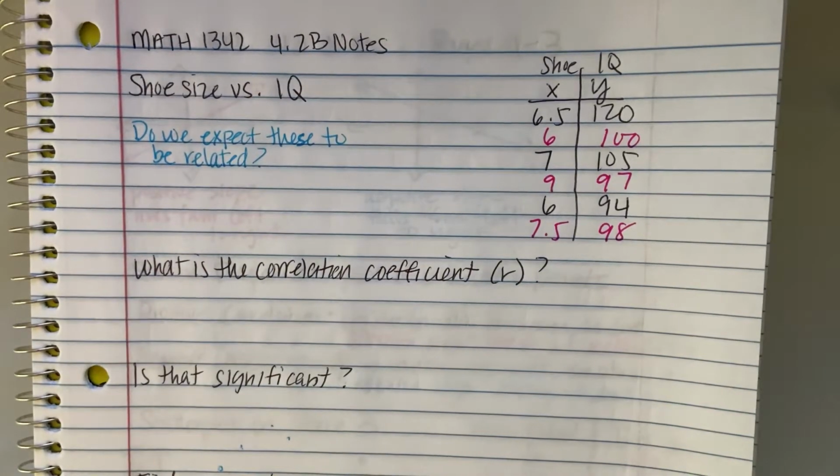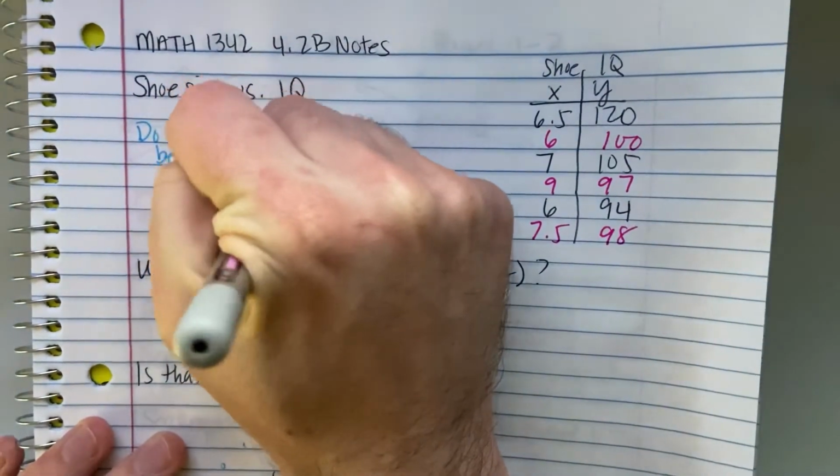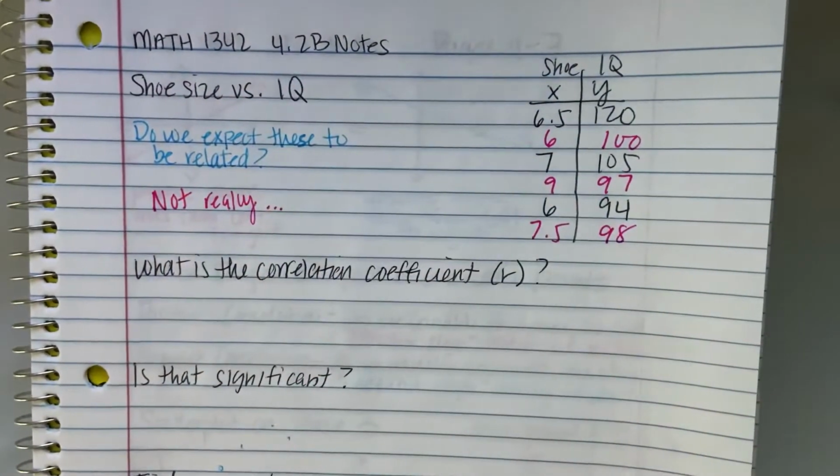All right, stats, one last foray into this. 4.2b is just a scenario. It's shoe size versus IQ and the relationship between them. Now, first off, do we expect these two to be related? Not really. But let's see what the data says.